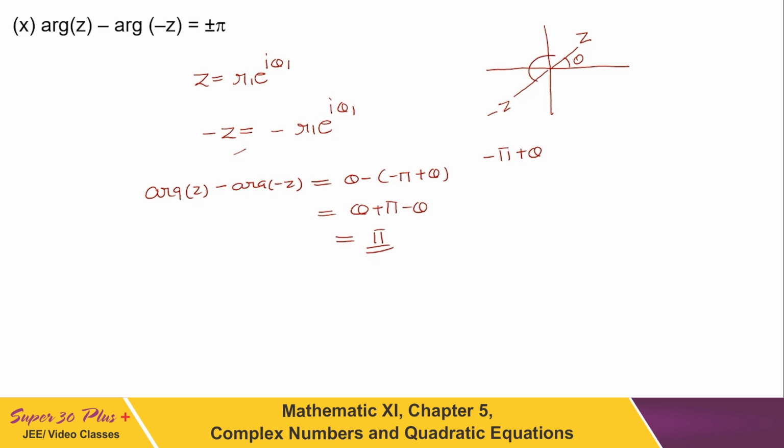And for this side it will come minus pi. So we can easily say that argument of z minus argument of minus z is equal to plus minus pi.